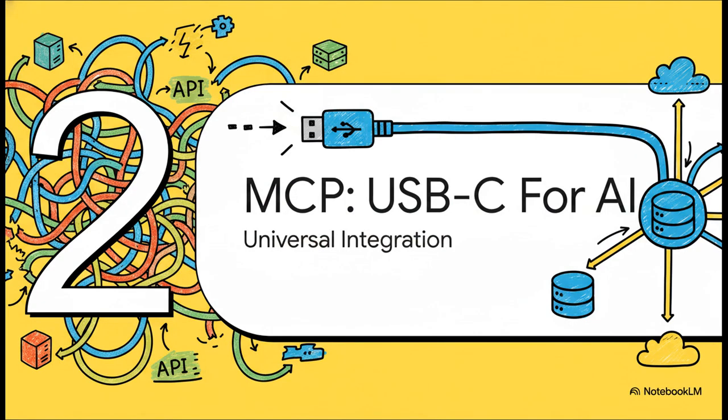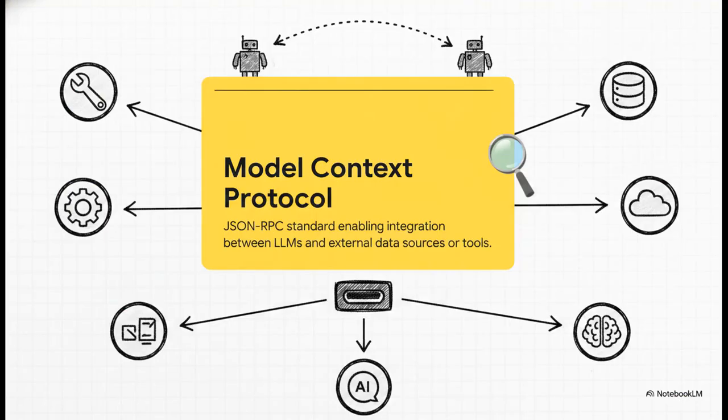Moving on to Section 2, MCP, USB-C for AI. Historically, giving an AI tools meant you had to write custom, fragmented integration code for every single database or API you wanted to use. It was a nightmare, but that has completely changed with the Model Context Protocol, or MCP. It's an open JSON RPC-based standard. Think of it exactly like USB-C, but for AI. Instead of writing custom adapters for every single tool, developers can just write an MCP server once and boom. Any MCP-compatible AI client can immediately connect to it and know exactly how to use it. It's a universal language for tool integration.